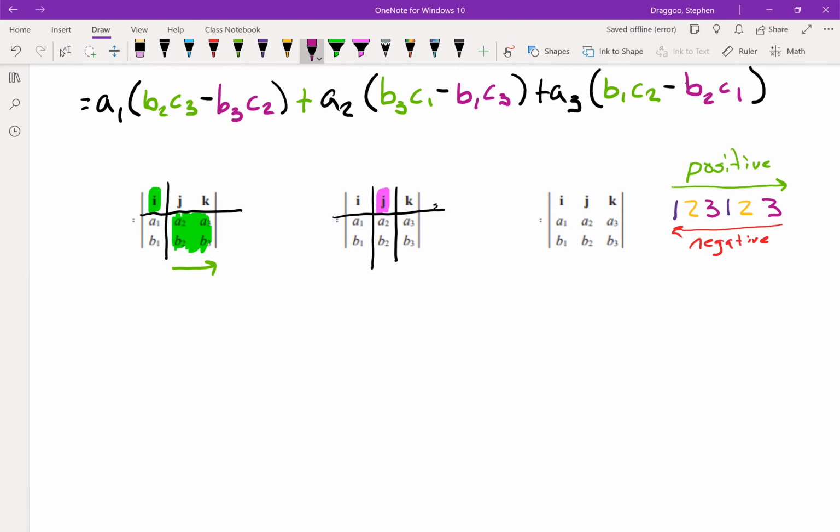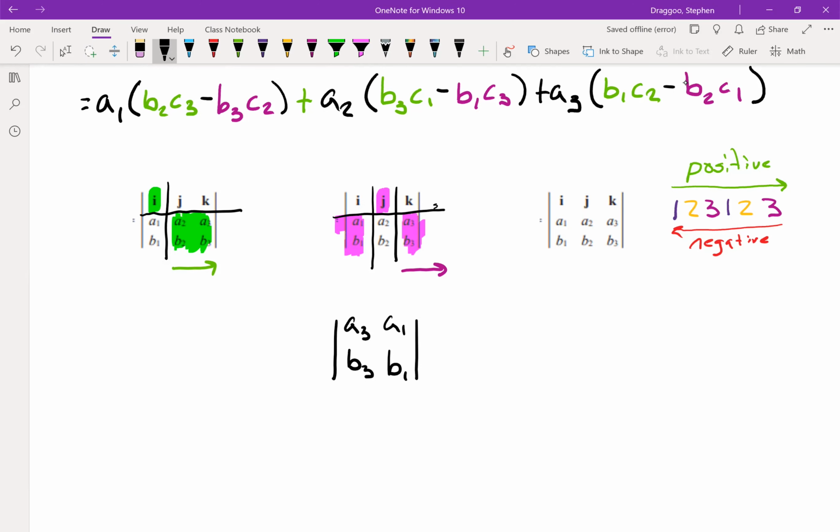Since I'm in the second position, I want to read from left to right, which means I would read into 3 first. So I would start with A3, B3, and then wrap around and come back to get A1, B1. So this middle matrix should look like A3, B3, and then A1, B1, as opposed to rewriting it with 1 in the first column and 3 in the second column.